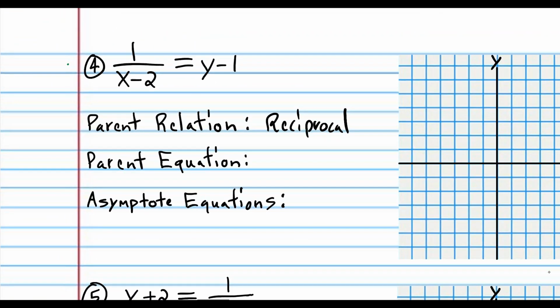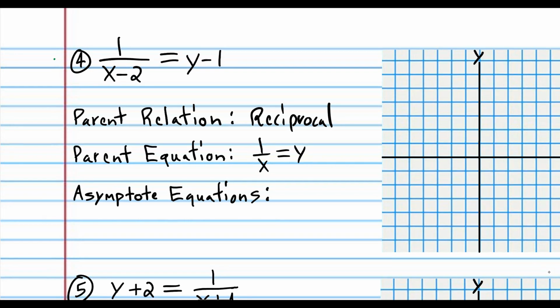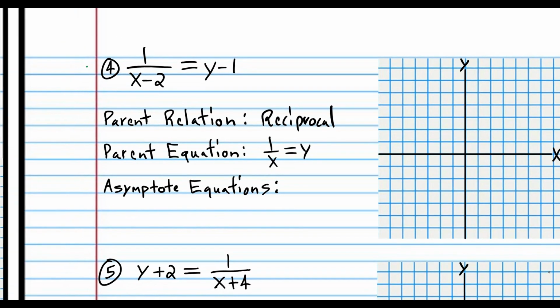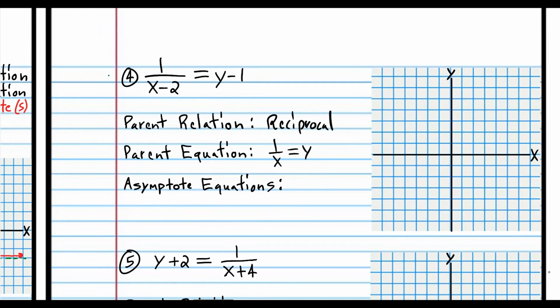And what is the parent equation? If you said y is equal to 1 over x or 1 over x is equal to y, good. It's the same thing. You can flip it around. It doesn't matter how you write it.